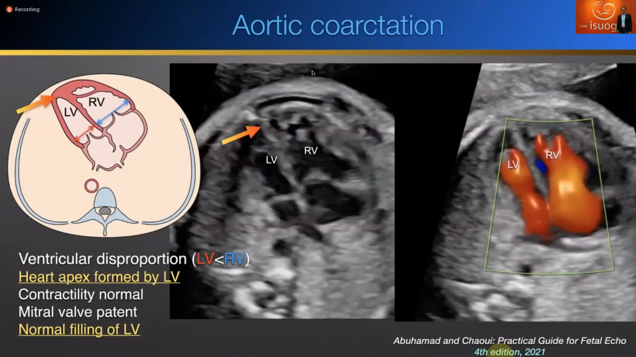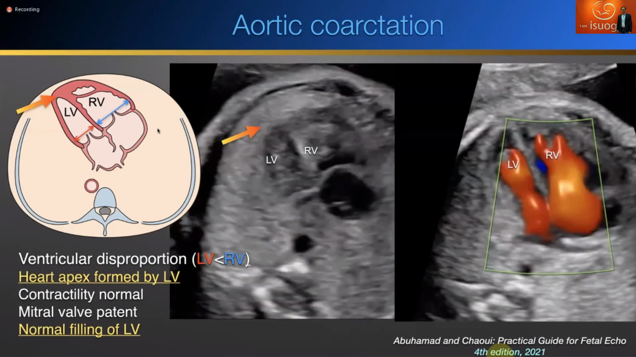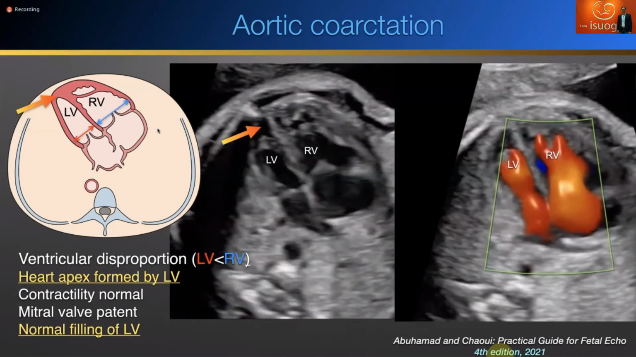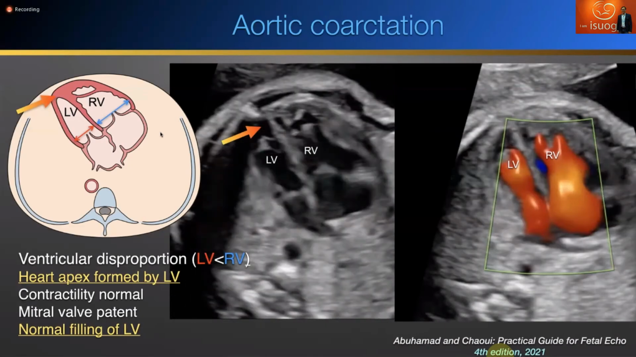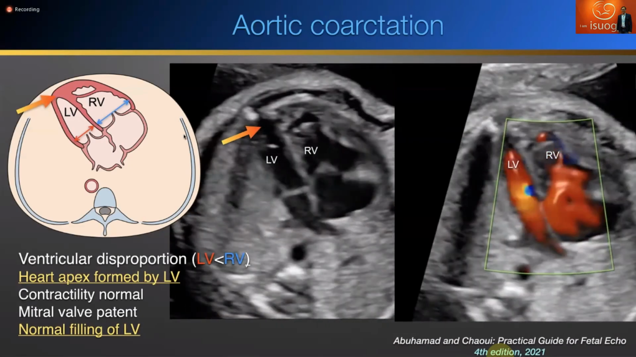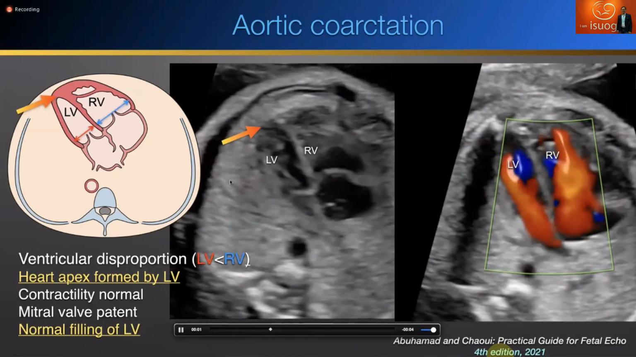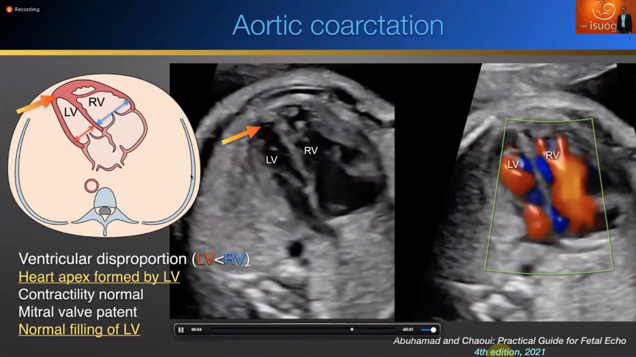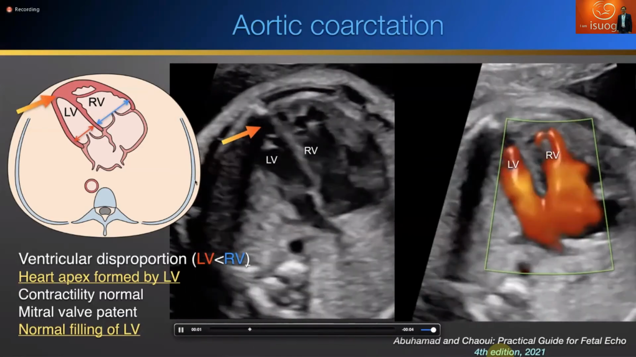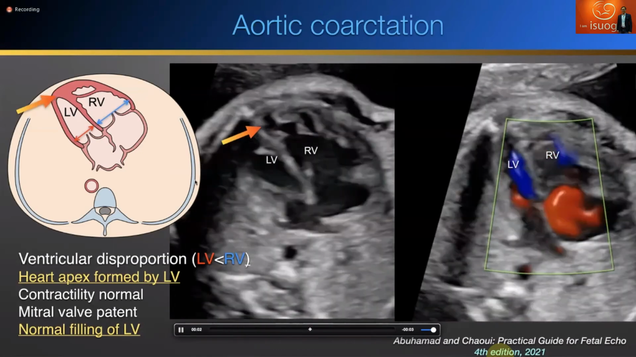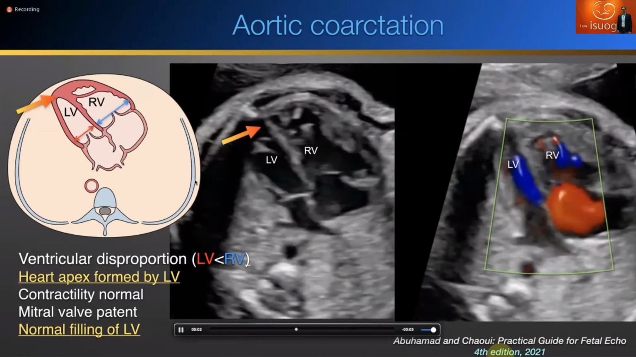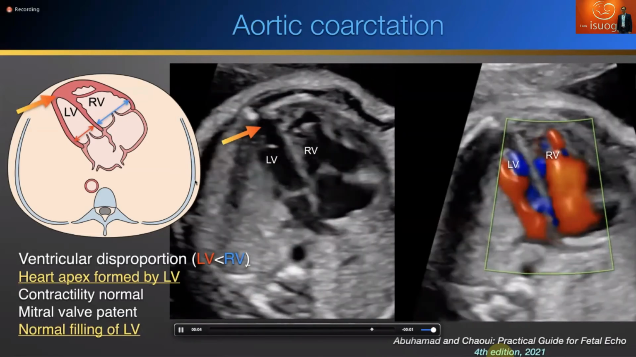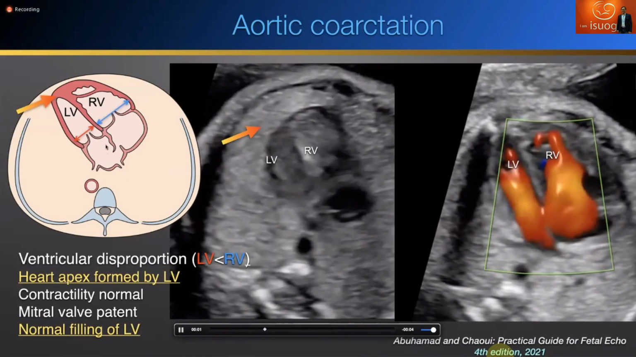And in comparison, in aortic coarctation with an apparently small left ventricle, there is only a disproportion of the ventricles, but look carefully. You have a normal pumping, normal contractions of the left ventricle. And by adding the color Doppler, you see here a nice filling of the ventricle. So the heart apex is still formed by the left ventricle. So you have a normally working left ventricle, but it is rather narrow compared to the right ventricle.